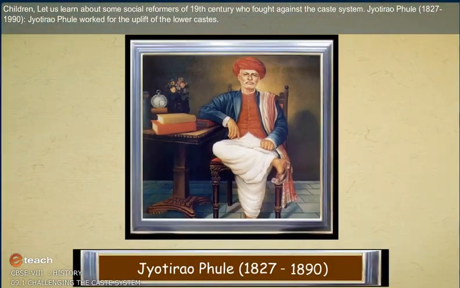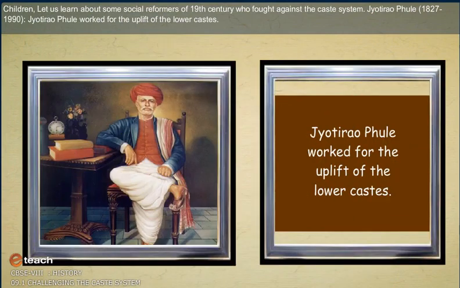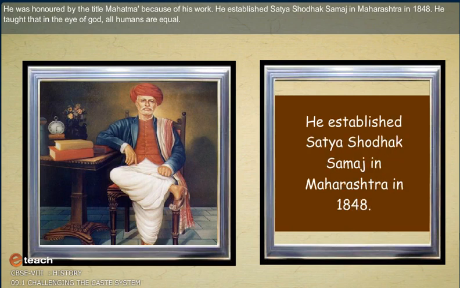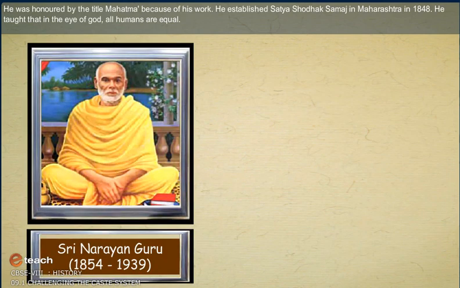Jyotirao Phule, from 1827 to 1890. Jyotirao Phule worked for the uplift of the lower castes. He was honored by the title Mahatma because of his work. He established Satya Shodhak Samaj in Maharashtra in 1848. He taught that in the eye of God, all humans are equal.